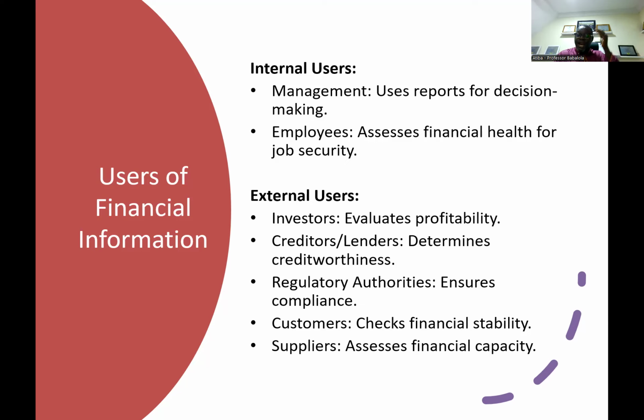Also, regulatory authorities. In this case, we look at the tax authorities. They want to see your books to be sure that what you ought to pay in tax is what you have paid. They even look at your annual report. Government wants to see all these things. So regulatory authorities or government ensure you are in compliance with the way the report should be and that you pay the necessary taxes as may be required.